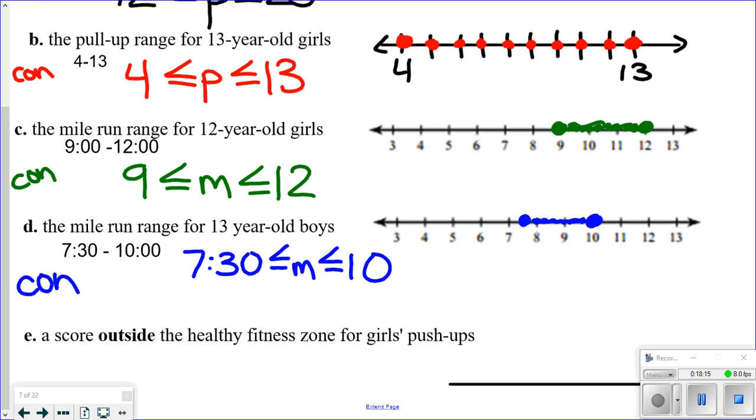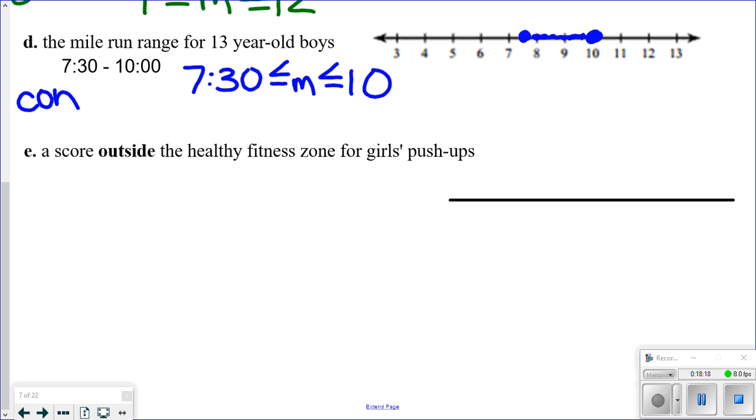Question E, a score outside the healthy fitness zone for girls push-ups. So what is healthy for girls push-ups? Let's go back up and look. Anything between 7 and 15. So we need a score outside of that. Outside, we're going to shade opposite ways. So this is actually going to be a disjunction, and we're going to use the word or.